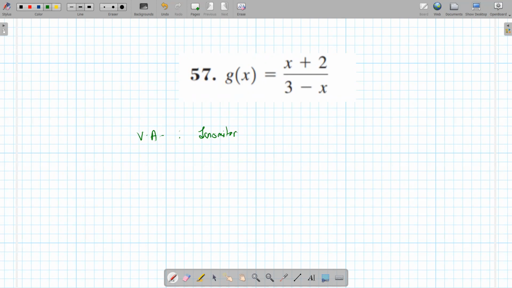Just define the vertical asymptote? Yeah, you set the denominator equal to 0. Find VA, set denominator equal to 0. So we have 3 minus x equals 0. So what is x? X is positive 3. Yeah, there we go. So that's our asymptote, x equals 3.